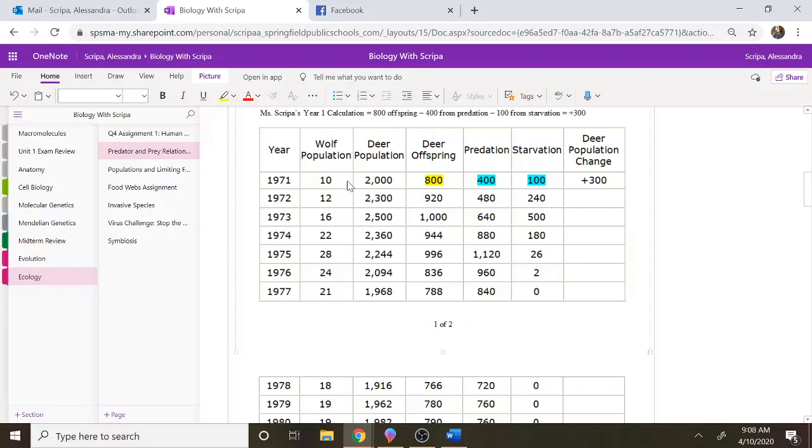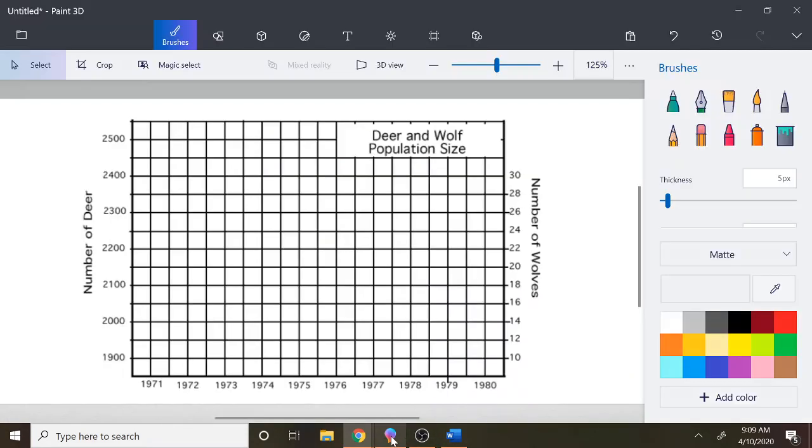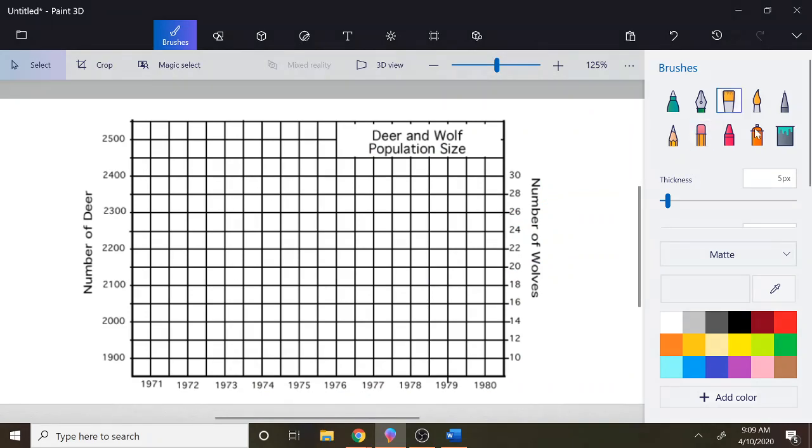The two things that we're going to graph are our wolf population and our deer population. So let's start with our wolf population. The numbers are a little bit nicer. All right, so in year 1971, the first year, it says that there were 10 wolves. So if I go to my graph here, I'm going to choose one color. If you don't have different colors, maybe some of your points can be circles and some can be triangles, however you want to do it. I'm going to have blue be my wolf.